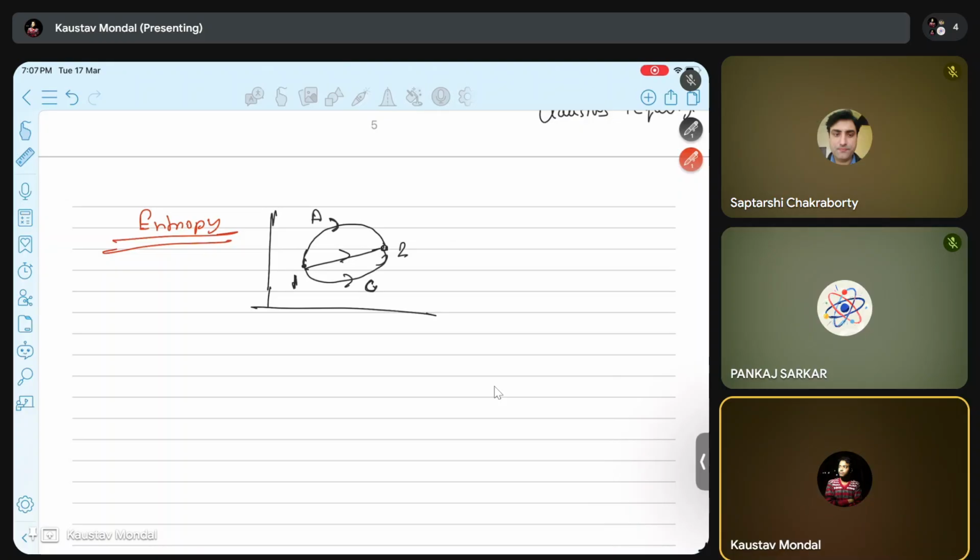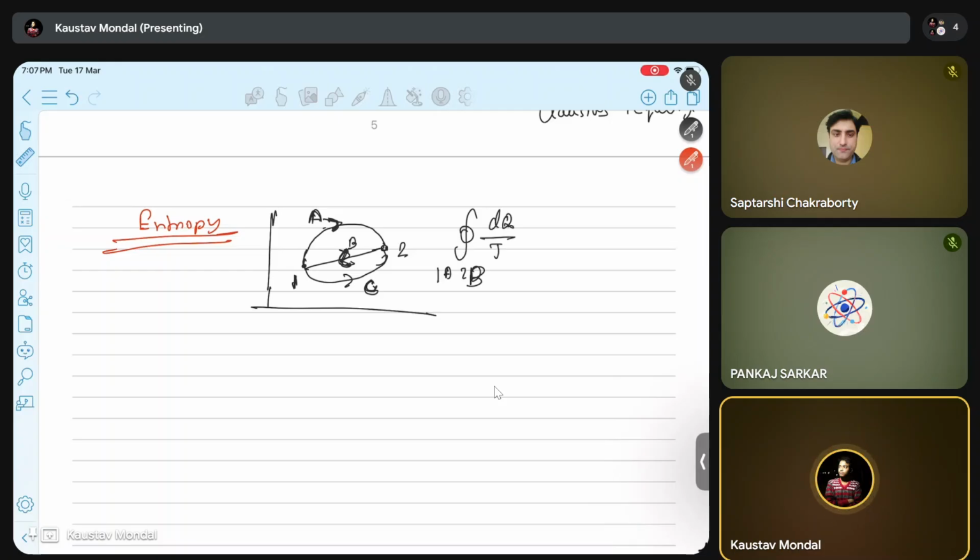This is path A, this is let's say B, and this is let's say C. So let's first take the case where the system goes like this and comes back like this: 1A2 and 2B1. So the path would be 1A2B1. The system goes like this, comes back like this. This is a cyclic process, a reversible cyclic process.